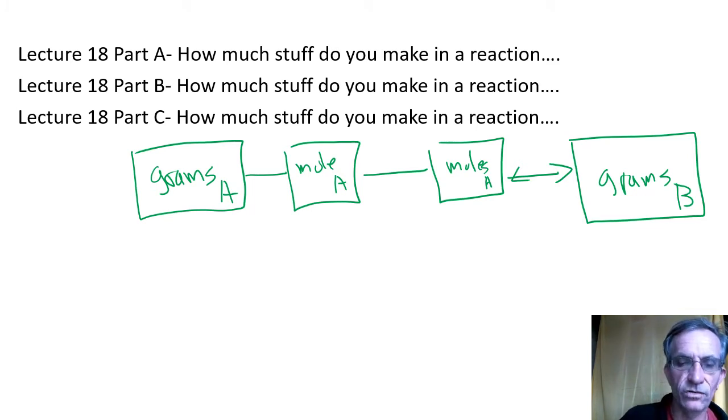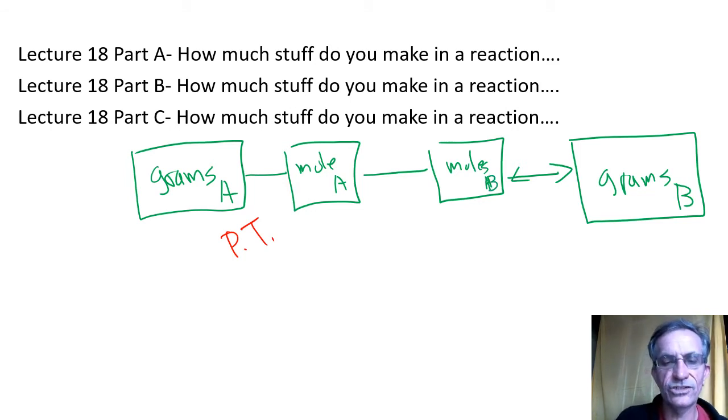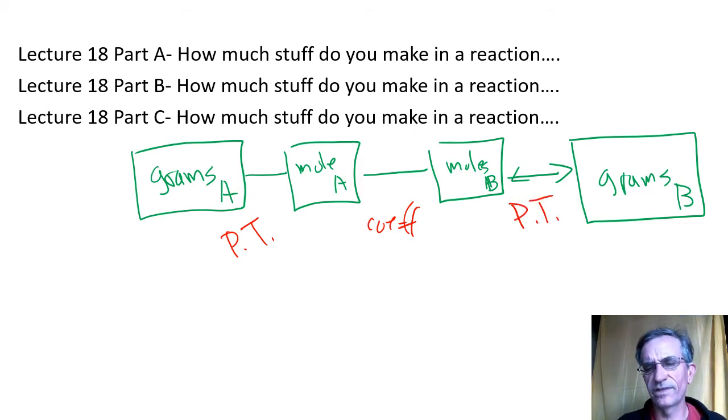Step 1, grams to moles. Hey, that's your buddy, the periodic table. Moles of one thing to moles of something else. Oh, that's your coefficients. And then moles back to grams. That's going to be your periodic table again. All right, with that, let's do an example.